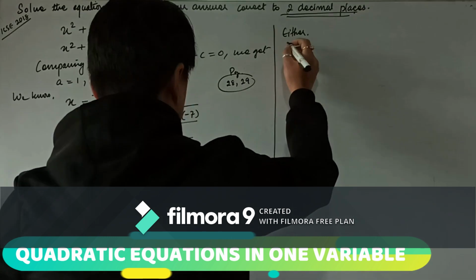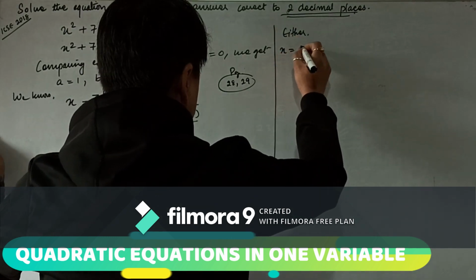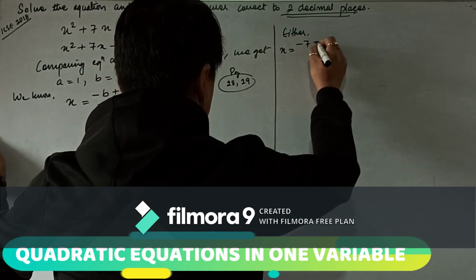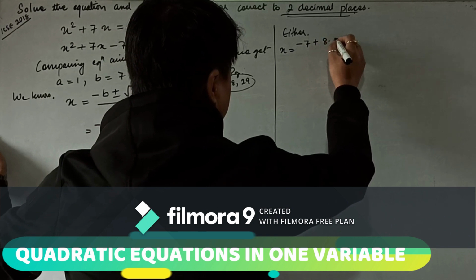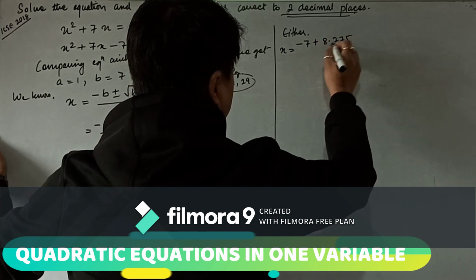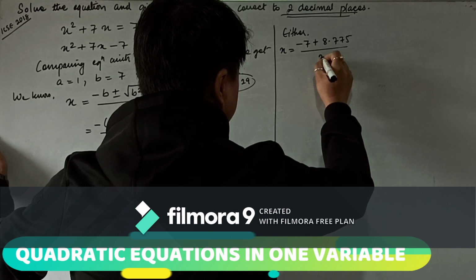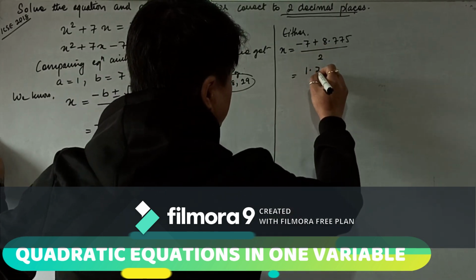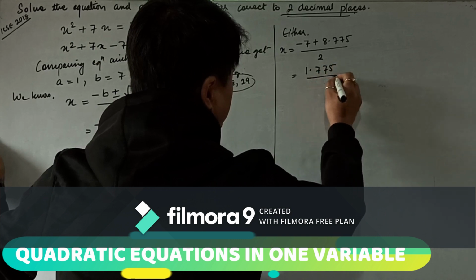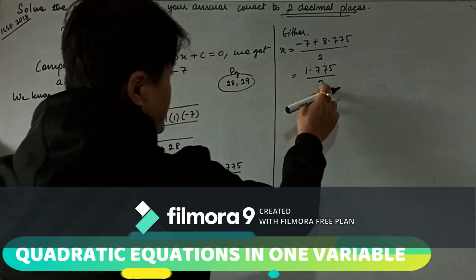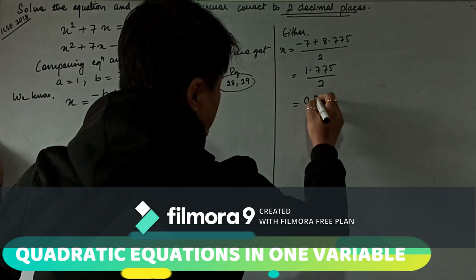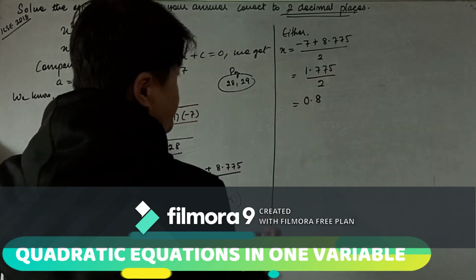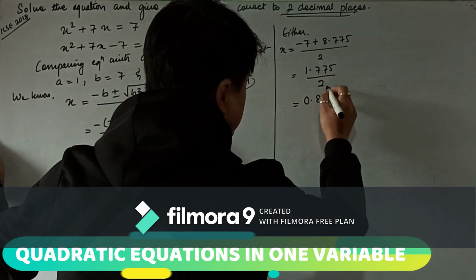Okay, either x is equal to (-7 + 8.775) divided by 2. -7 plus 8.775 means this is 1.775 whole divided by 2. Then 2 will multiply this: 2 0s are 0, 2 8s are 16, again 2 8s are 16, 2 7s are 14.